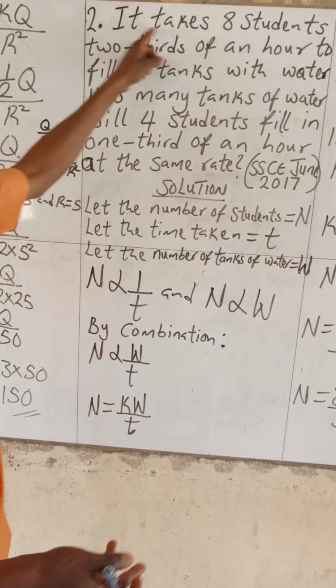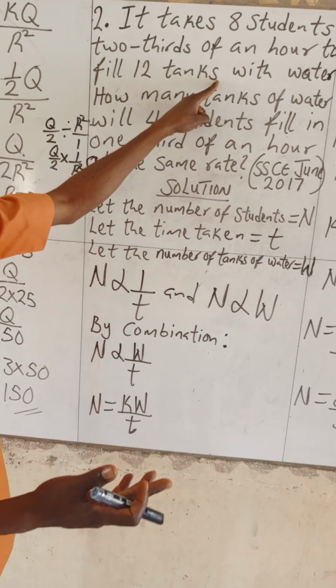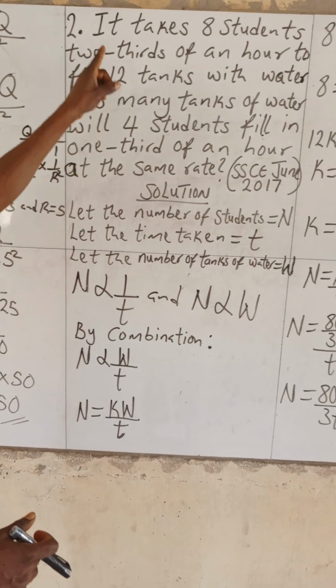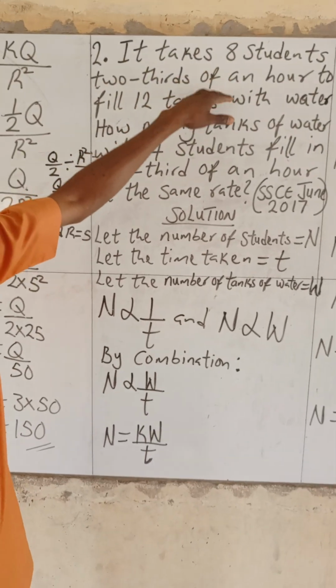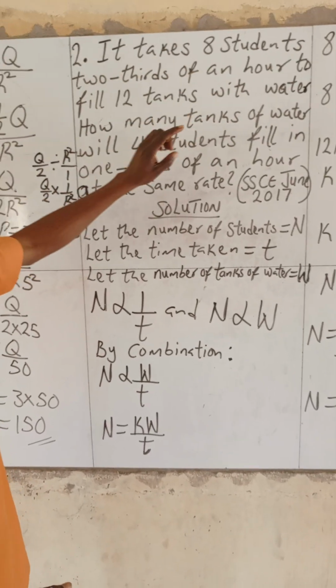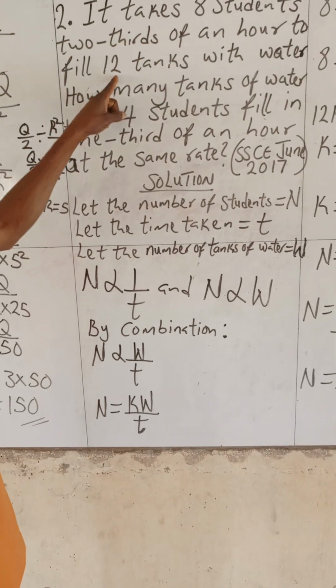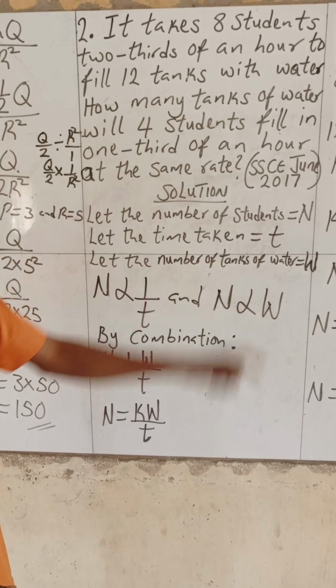But if the number of students increases, the number of tanks they will fill will also increase. So therefore, we will say that the number of students is inversely proportional to the time it will take them. But the number of students is directly proportional to the quantity of work they will do, that is the number of tanks they will fill.